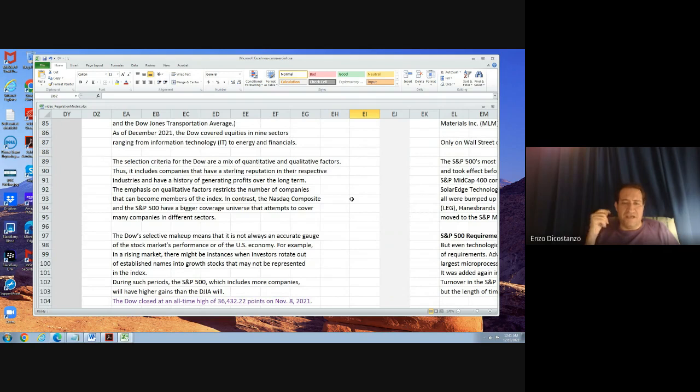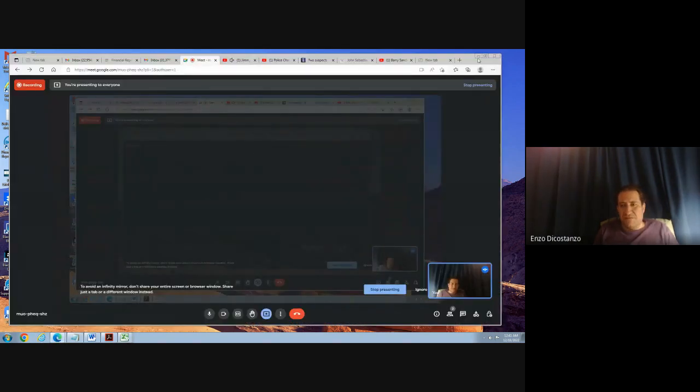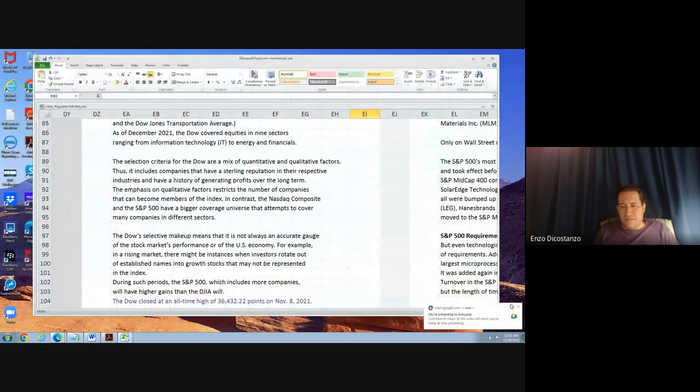Reputation, history of generating profits, and as you look at this, you're starting to read how Warren Buffett invests in companies, basically, right? As you start to read through this. So profits over the long term, and qualitative factors restrict the number of companies that can be members of the index.